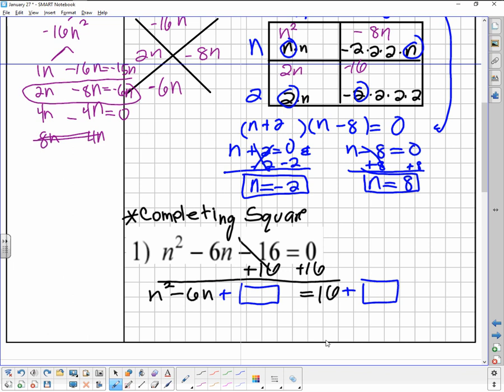What number am I going to add? Take this, cut it in half, and square it. Half of negative 6 will give you negative 3. Negative 3 squared will give you 9. So the answer will be 9, and 16 plus 9 will give you 25.